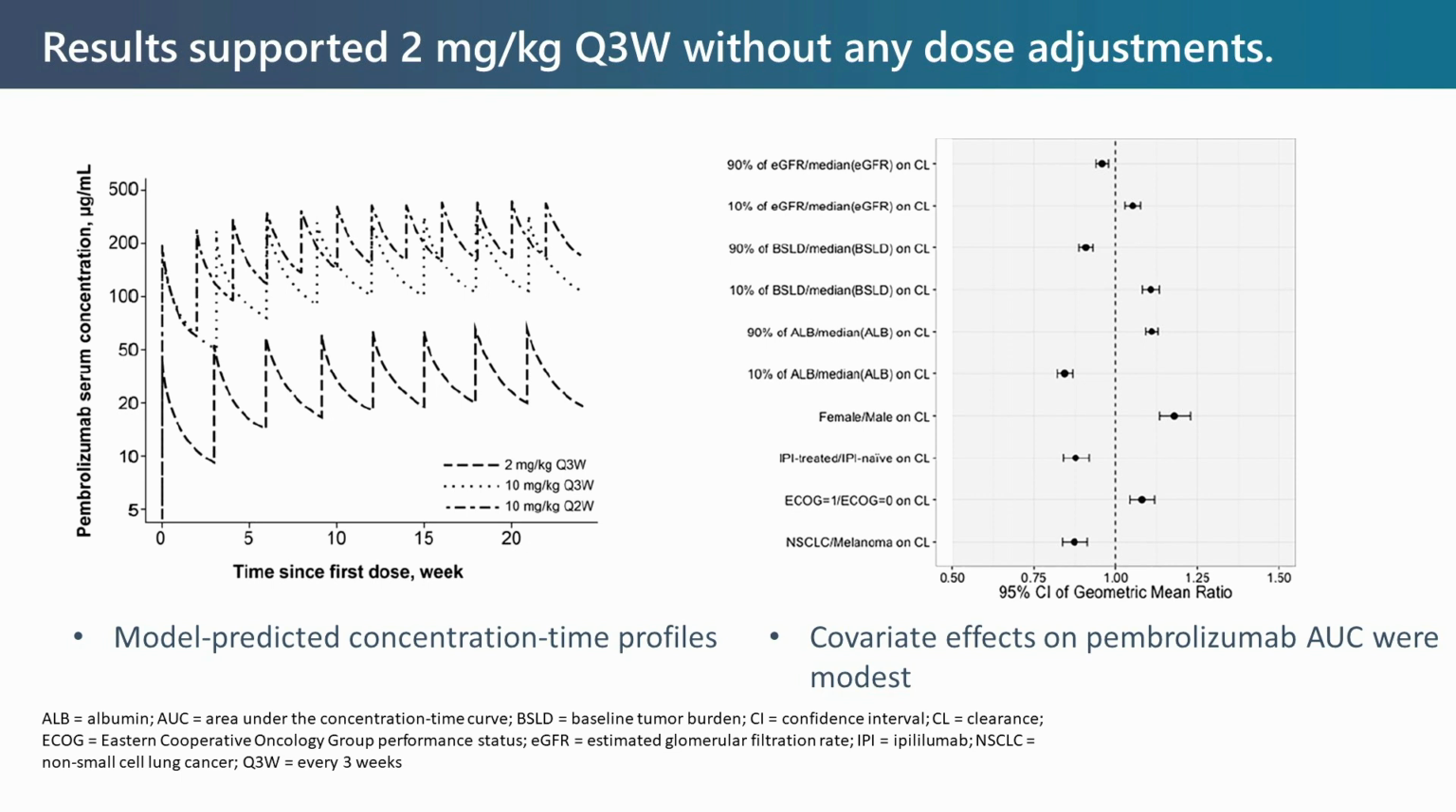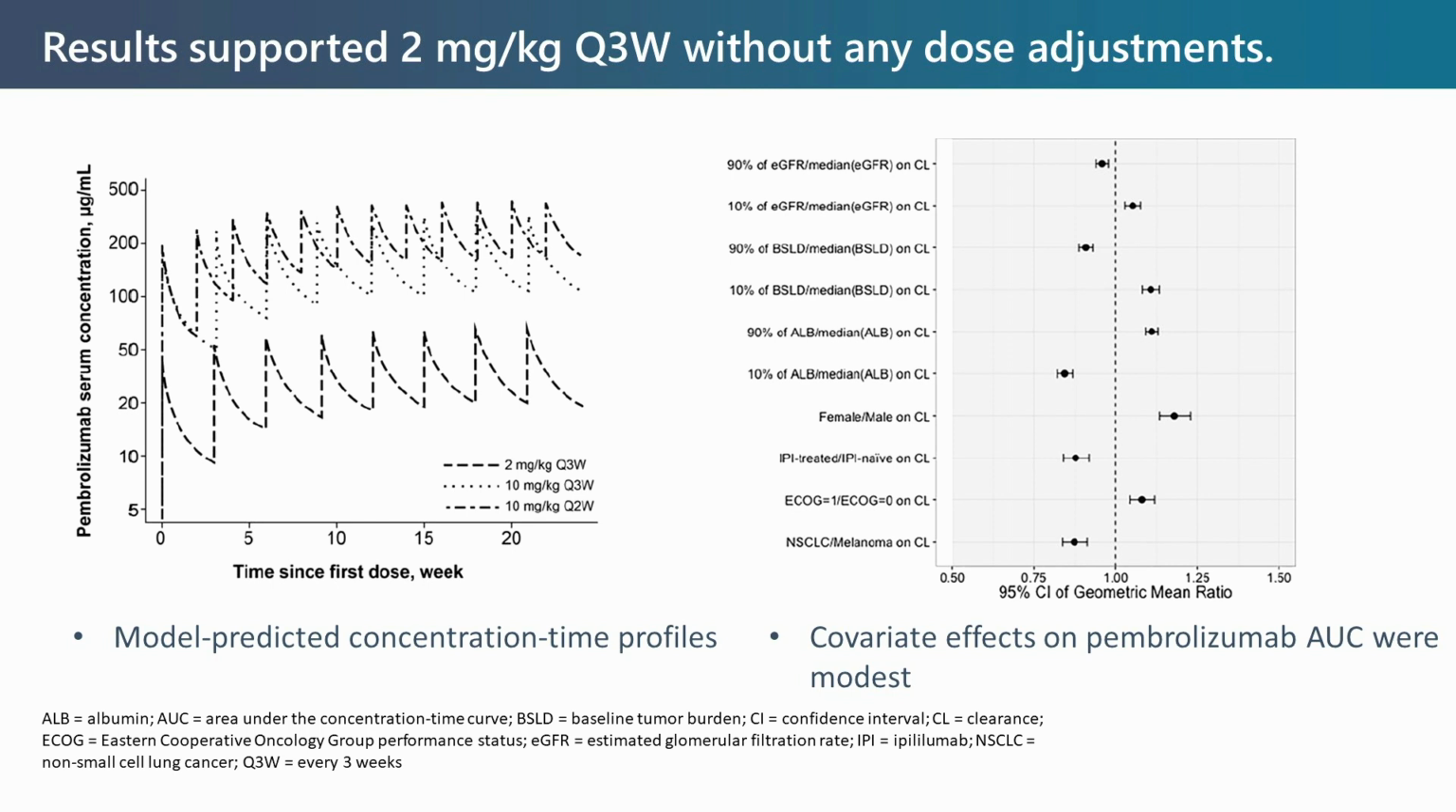As part of the population PK analysis, the effects of intrinsic and extrinsic factors on pembrolizumab PK parameters were assessed during the covariate search. The statistically significant effects identified on pembrolizumab clearance were sex, estimated glomerular filtration rate, albumin, tumor burden, ipilimumab prior therapy status, and ECOG score. The resulting effects of these covariates on pembrolizumab AUC are depicted on the right. The dashed vertical lines represent the geometric mean ratio for a typical exposure, that is the typical AUC value, which has a value of 1.